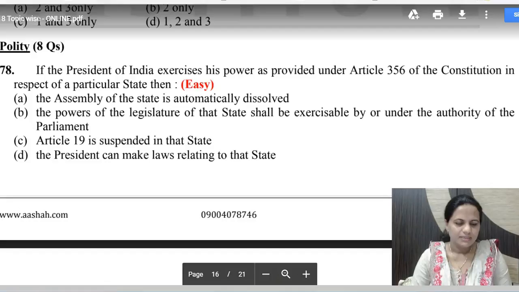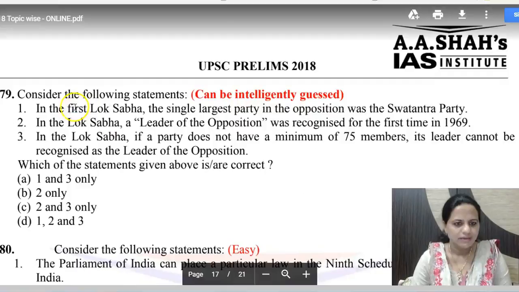79 again requires a little intelligent guesswork, because out of the three options regarding the leader of the opposition, which was very much in news, the first one requires intelligent guesswork. So we may categorize this under current affairs polity too. The first statement says, in the first Lok Sabha, the single largest party in the opposition was the Swatantra Party. The Swatantra Party was of the capitalists. So basically, Swatantra Party was not so much powerful. CPI was the single largest party in the opposition then, in the first Lok Sabha. So option one is incorrect.